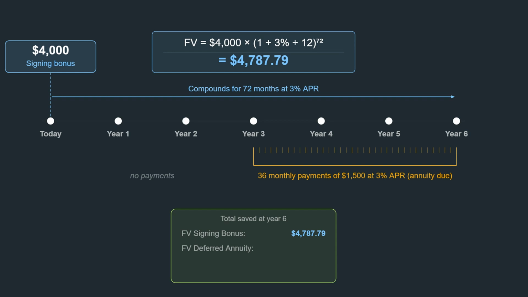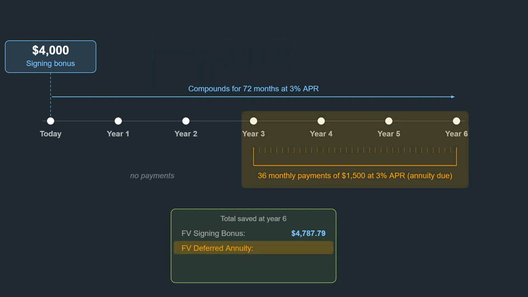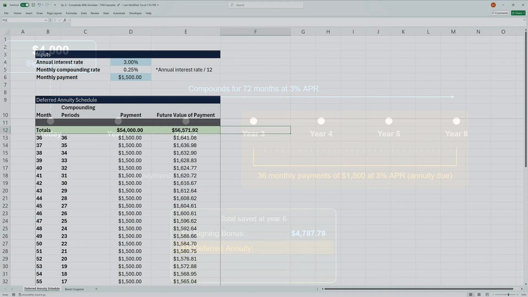Now let's turn to the deferred annuity. Because we're making monthly payments at the beginning of each month, this is an annuity due. To solve this with a factor table, we would need an annuity due factor for 36 months at 0.25% per month, which is unlikely to be available. So we'll build this in Excel instead.